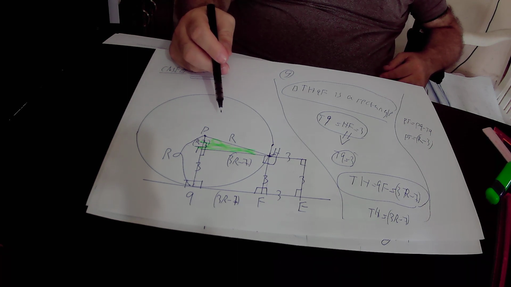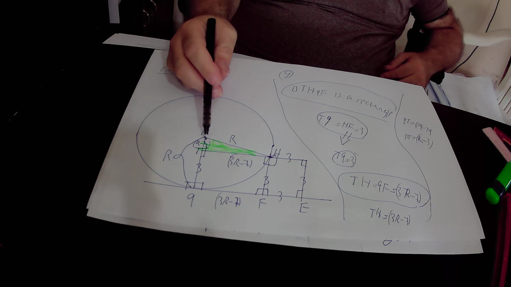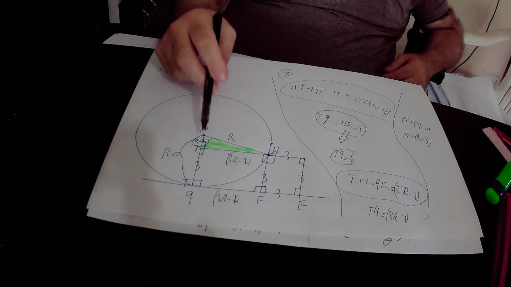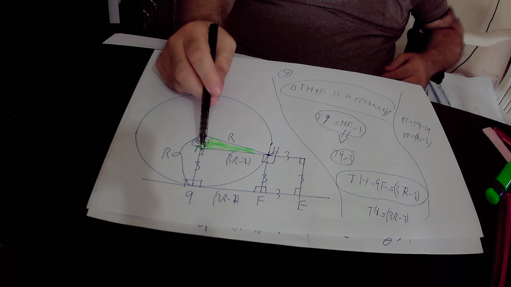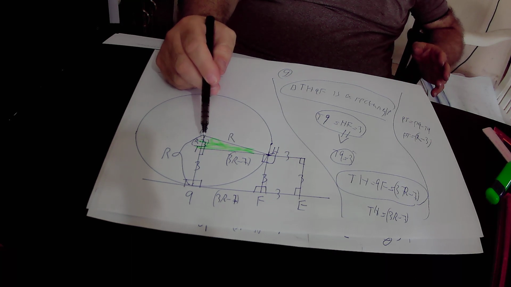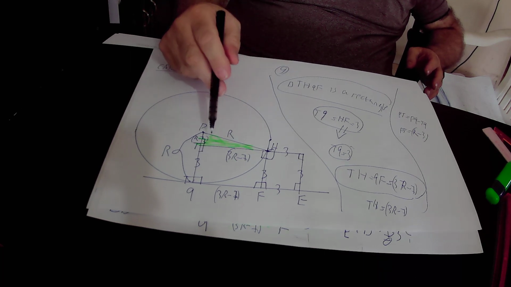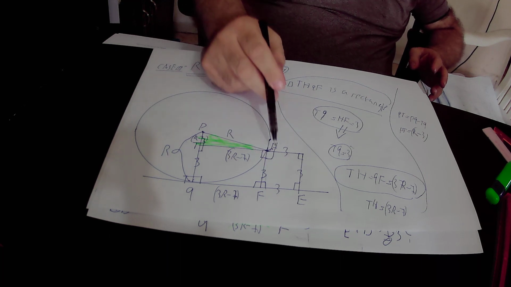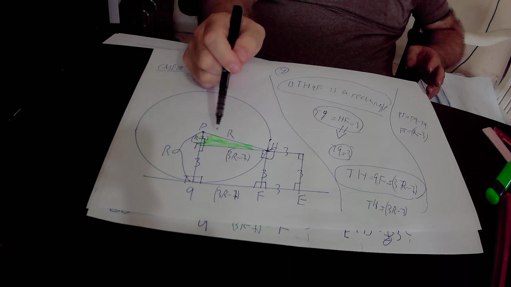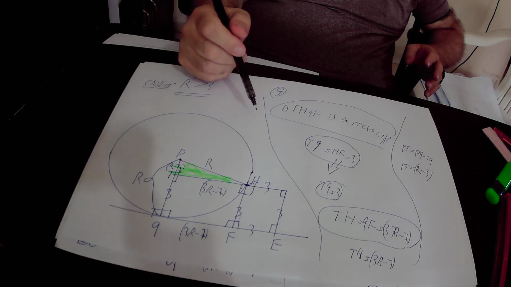So here, from point H, we draw a perpendicular on PQ. This is the radius of the big circle. So this angle equals 90 degrees, and this angle also equals 90 degrees according to our construction. So in quadrilateral THQF, we have 1, 2, 3 right angles, therefore this fourth angle must also be equal to 90 degrees, and therefore quadrilateral THQF is a rectangle, and we know that the opposite sides of a rectangle are equal to each other.